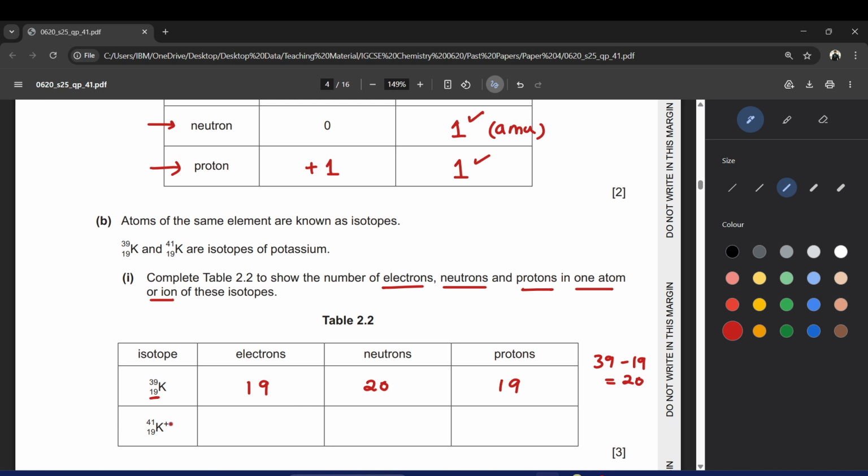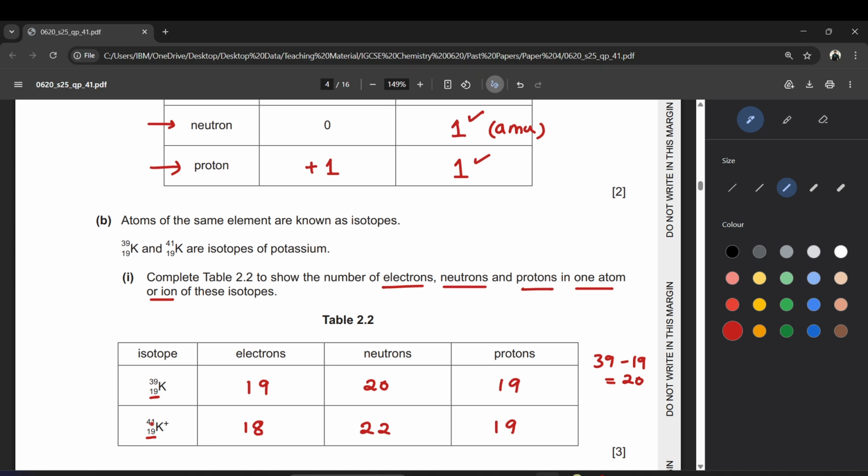The next one is, now this is a positive ion. Again, I'm going to write the number of protons first. So this will be 19. Then I can work out the number of neutrons. So 41 minus 19 is going to be 22. As for electrons, because it is a positive ion with one positive charge, that means that it has lost one electron to complete its outer shell. So the original number of electrons was 19. After it has lost one electron, the remaining electrons would be 18.